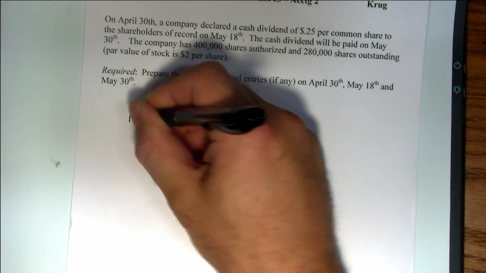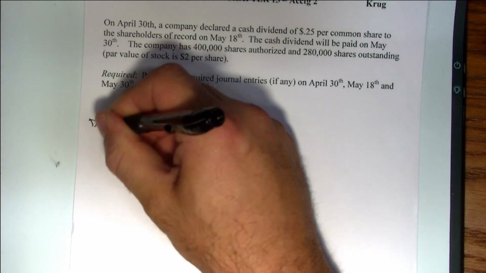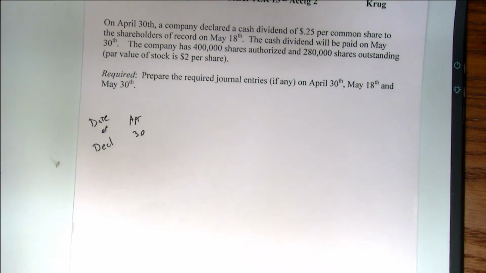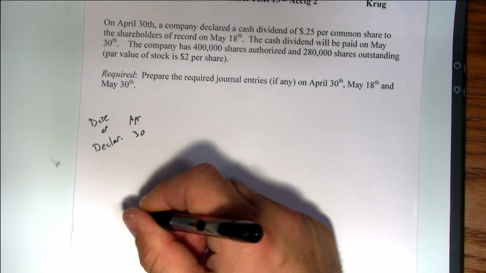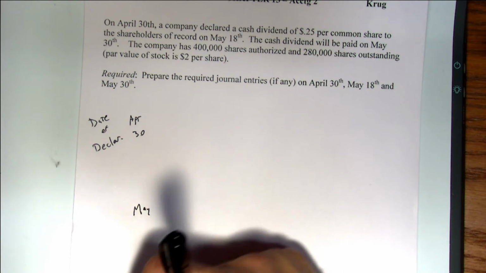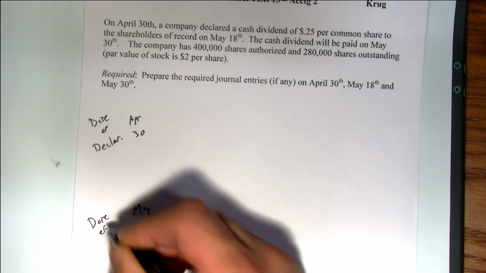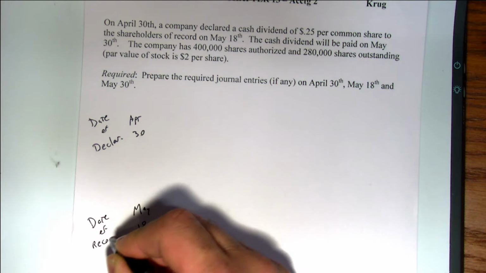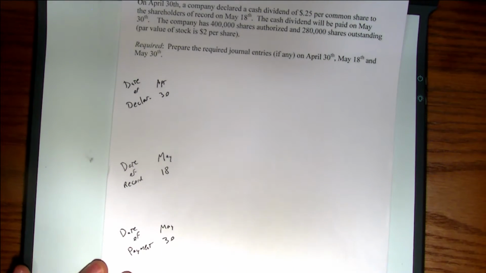We know that on April the 30th, that is called the date of declaration. Is that right? The date of declaration. Is that correct? And then we know on May the 18th, that is the date of, what do we call it? Record. And then on May the 30th, that is the date of payment. You with me? Okay. See if you can see all those there.